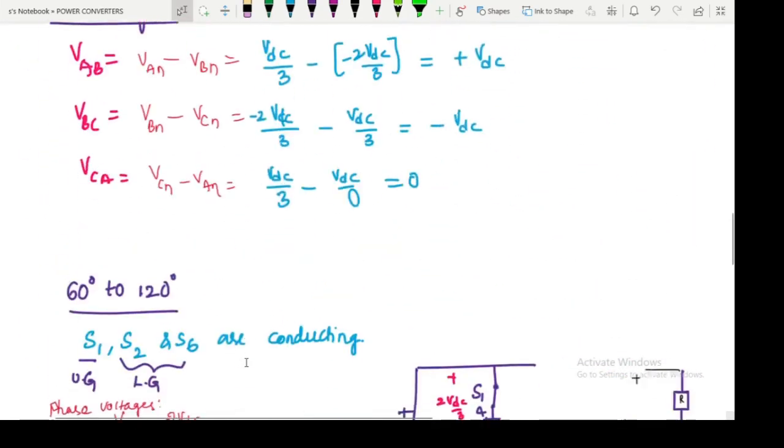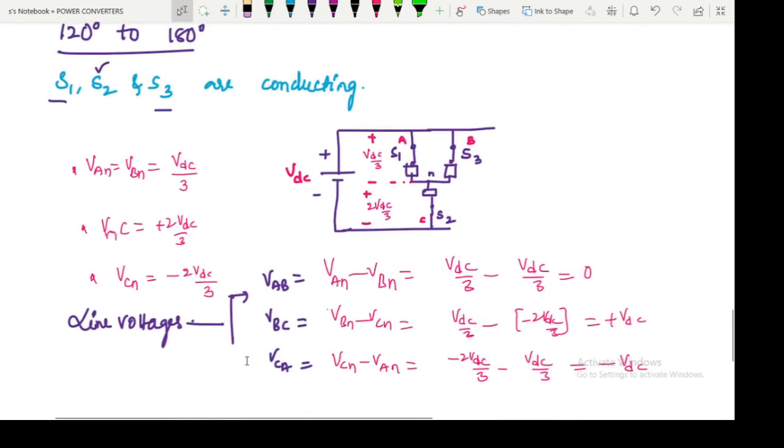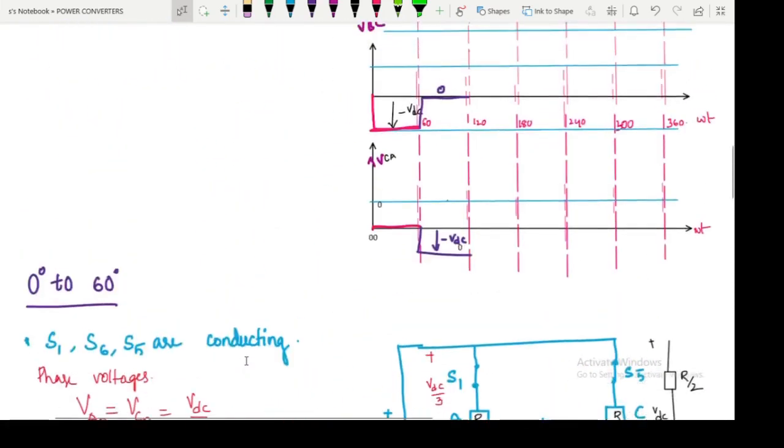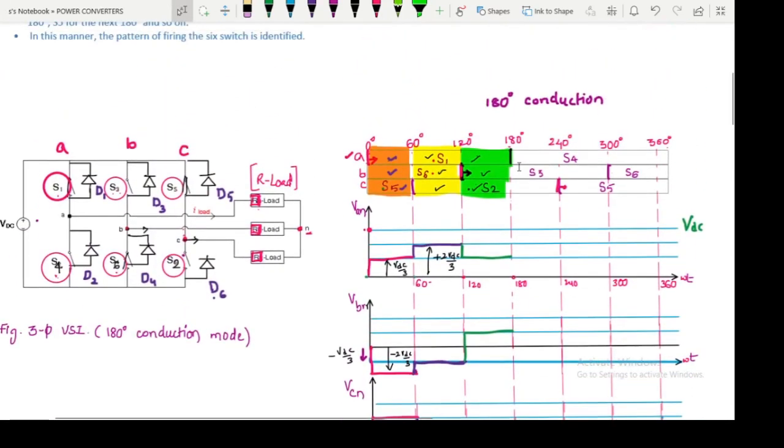Similarly, VAB is 0, and VBC is plus VDC, VCA is minus VDC. So I'm writing 0 here. VBC is plus VDC and VCA is minus VDC. So this is the behavior of voltages of the 180 degrees VSI output. From 0 to 180, this is the behavior. From 180 to 360, that will be the mirror image of this one.